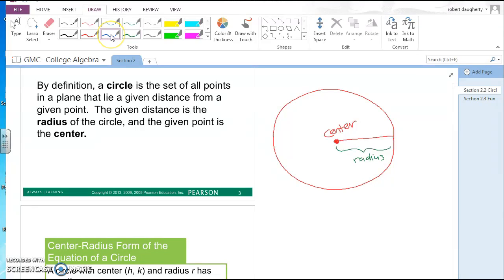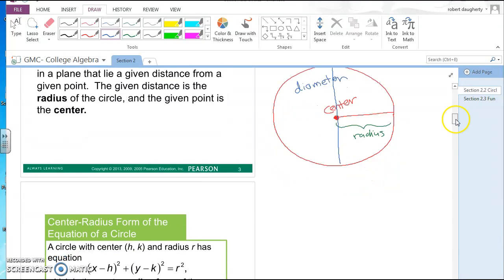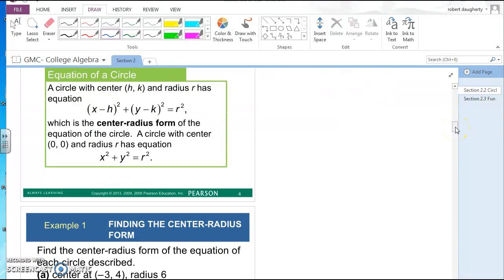Another thing that you may have learned is the line that goes all the way across the circle through the center; that is the diameter. So in this case, you've got the center, the radius, and the diameter of the circle. Let's move on to the equation for a circle. This is an equation that you will need to know: x minus h, all of that squared, plus y minus k, all of that squared, equals r squared. This circle has a center at (h, k) and a radius of r.